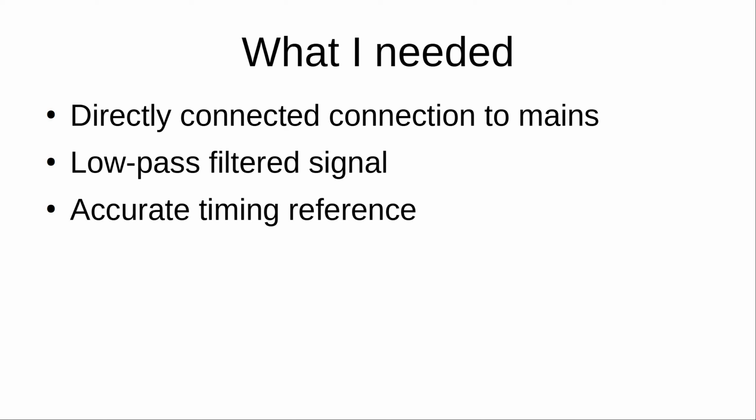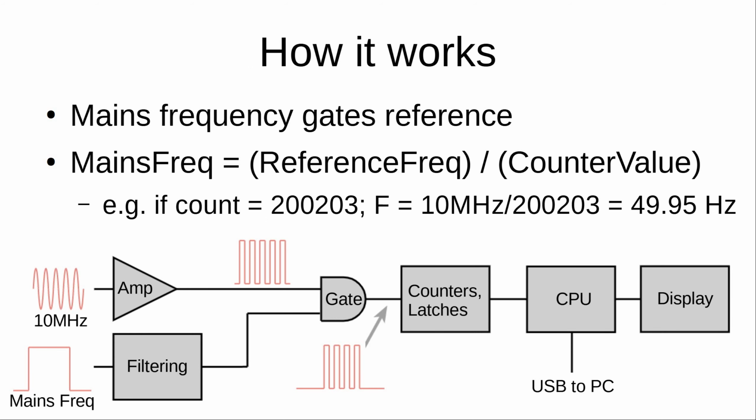I wanted to low pass the signal so that I would remove any of the switching transients, and in the end I did that with a very simple low pass filter RC network. And I also wanted an accurate timing reference, so I didn't want to rely on the 16 megahertz resonator that was on the board with the processor. What I arrived at was something looking a bit like a frequency counter, as you might expect, but working slightly differently, slightly in reverse.